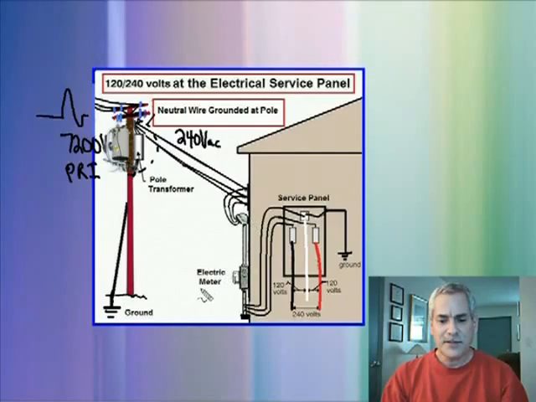It comes down here to the electric meter, then it comes up to the service panel. Here the neutral is bonded to another grounding system in the service panel.